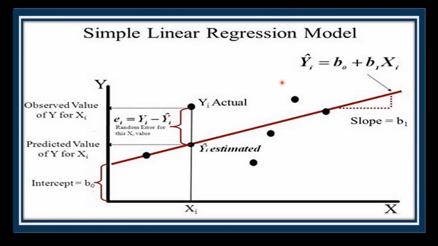So to summarize, linear regression is a statistical method which is used to model the relationship between a dependent variable and one or more independent variables.